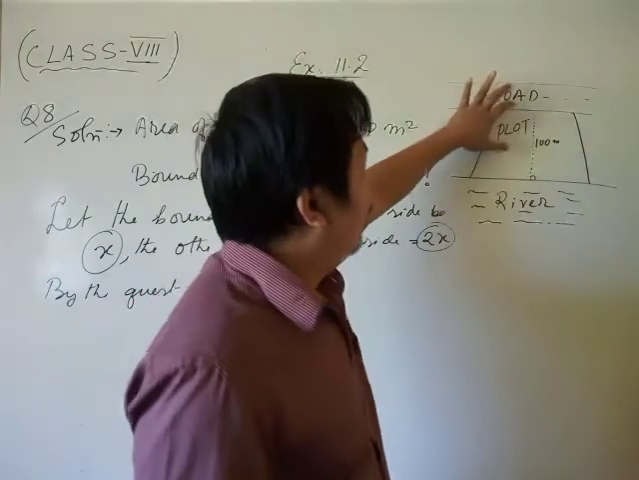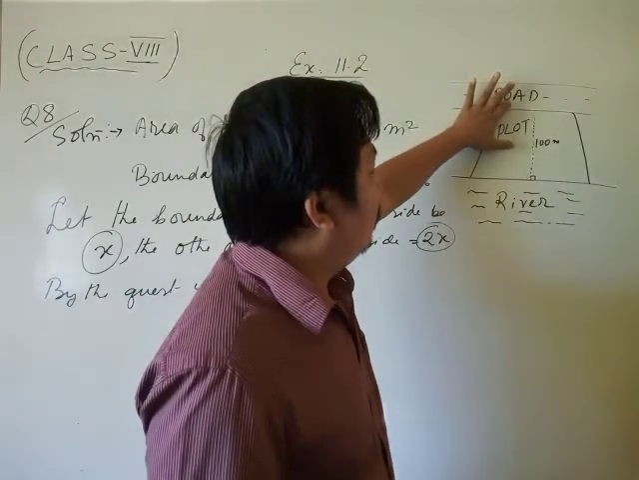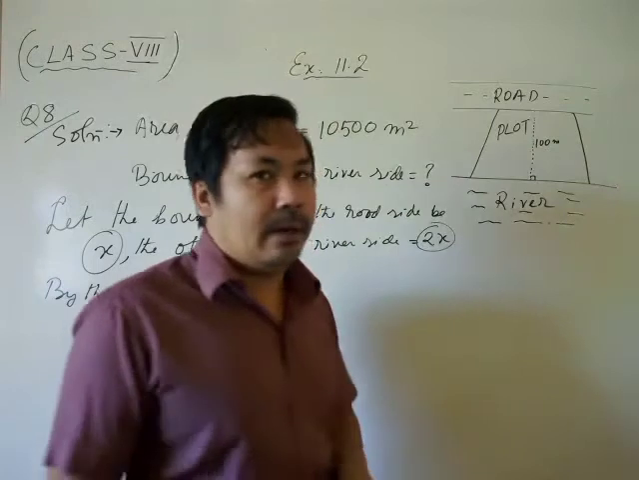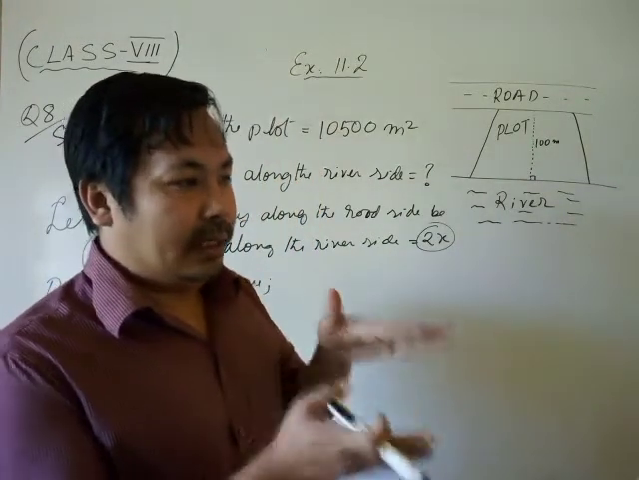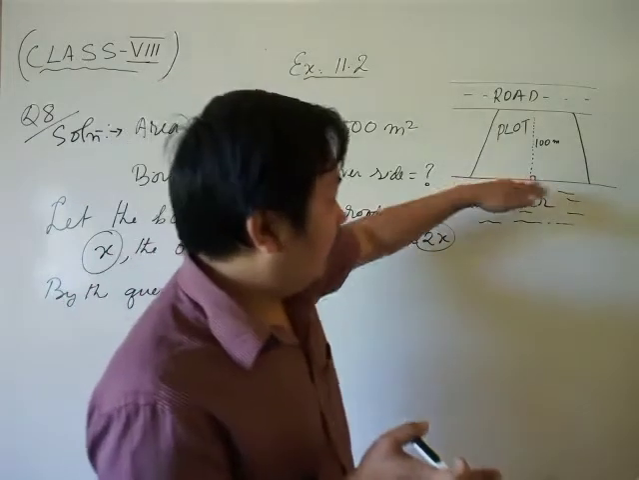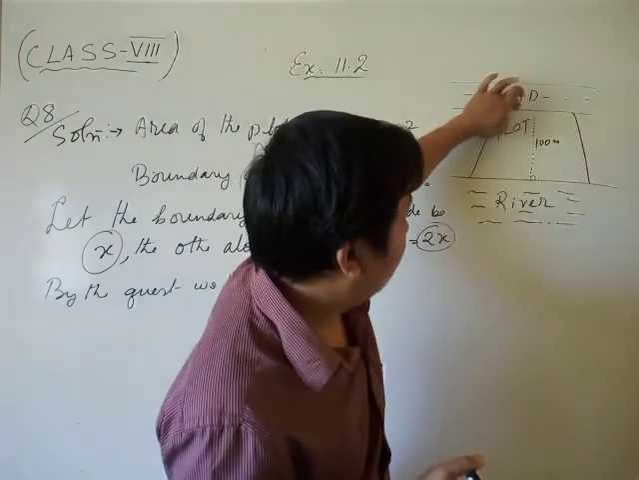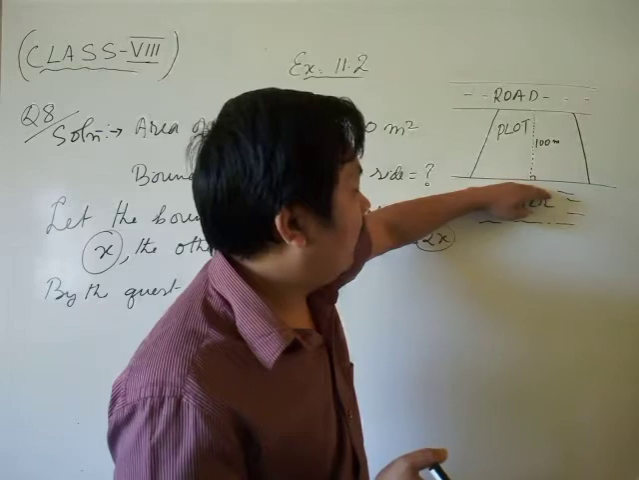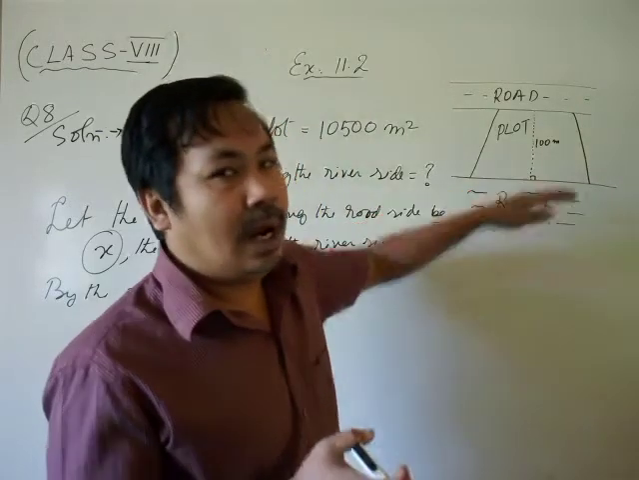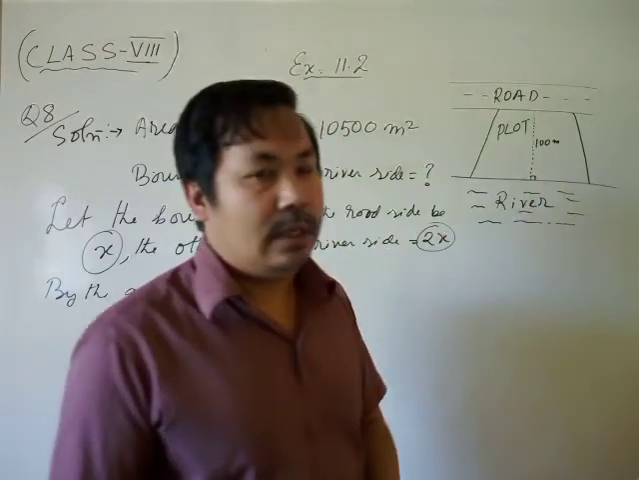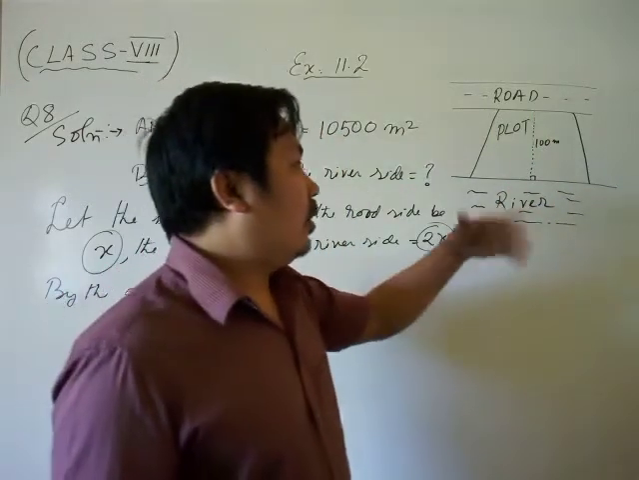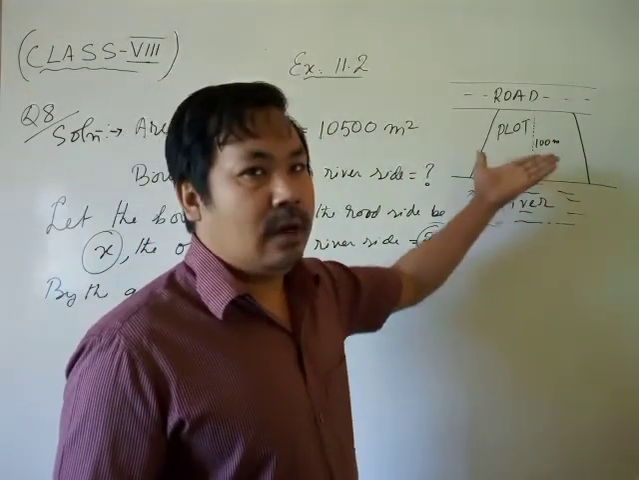The sides along the road and the river are parallel. This border along the road side and the other one along the river are parallel to one another, and their perpendicular distance is given as 100 meters. In the question, the area of the plot is also given.